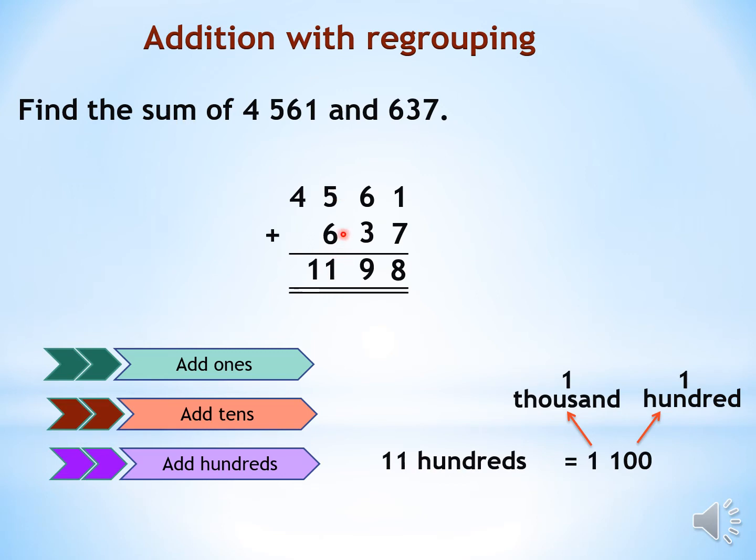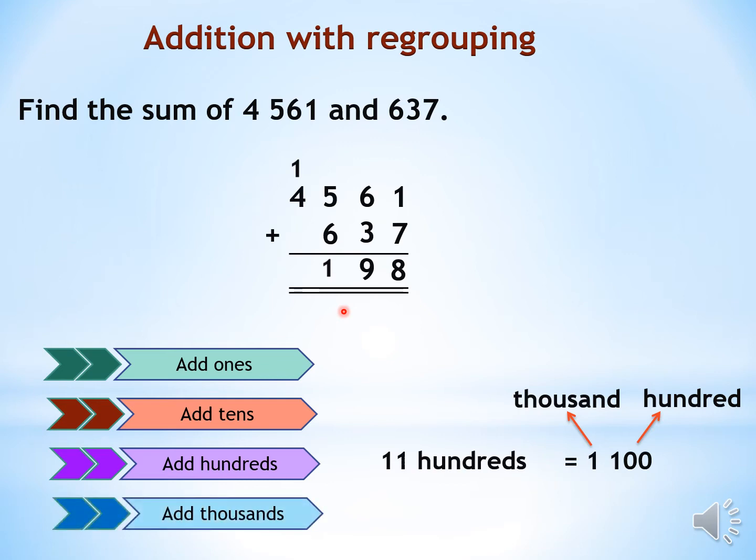500s and 600s, we got 11. And what did we do to 11? Yes, we regroup one in the thousands place and the other one in the hundreds place. Very good. Now, adding thousands. Here we can see altogether there are 5 thousands. 4 and 1 is 5. So, the sum of 4,561 and 637 is 5,198.